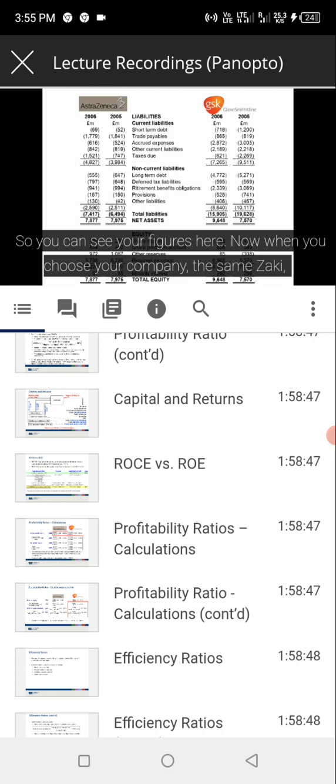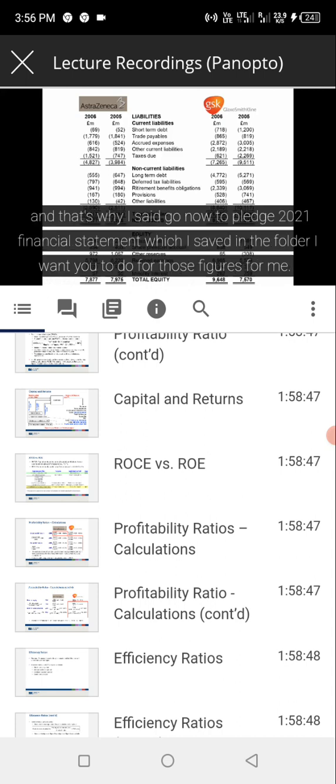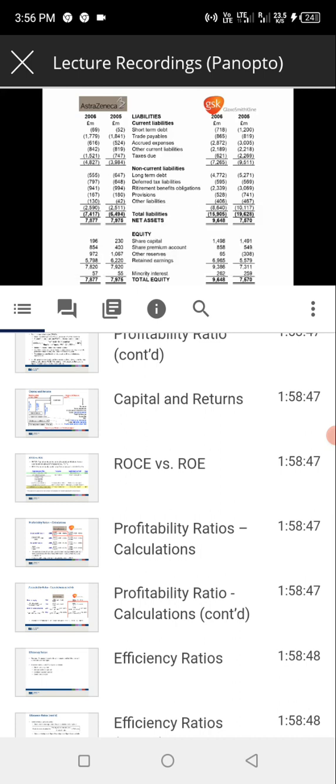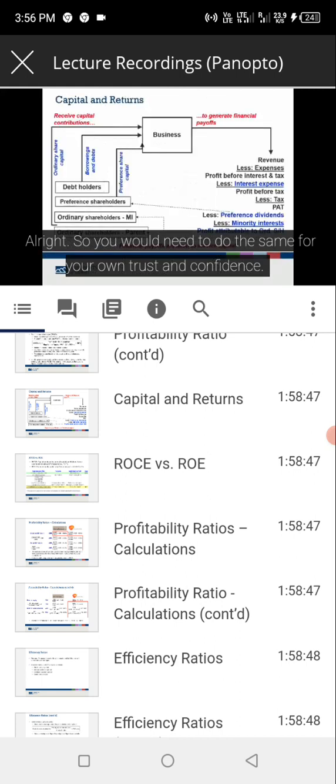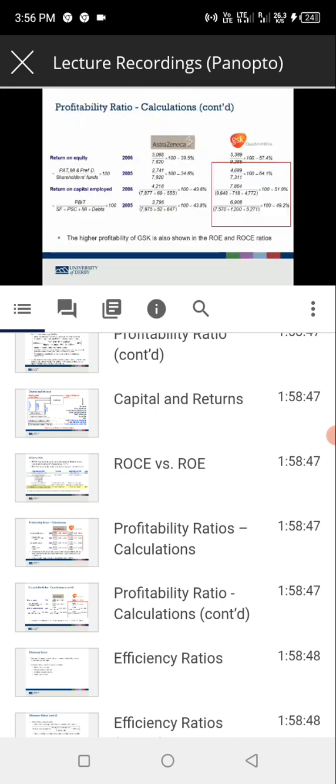So you can see your figures here now. When you choose your company, it's the same. Is that okay? And that's why I said, go now to the 2020-2021 financial statement, which I saved there in the folder. I want you to look for those figures for me. All right? So you will need to do the same for your own chosen companies. So you can see the figures here.